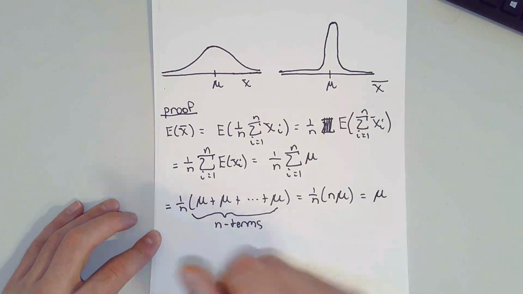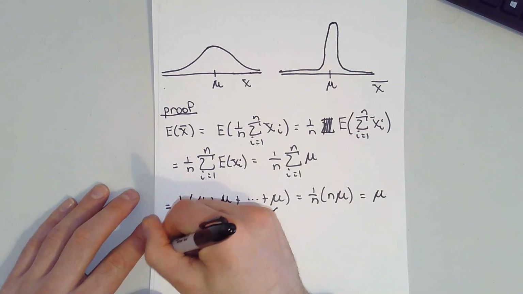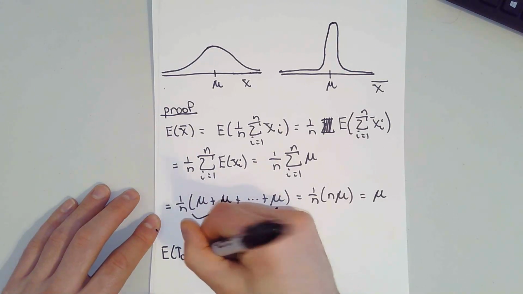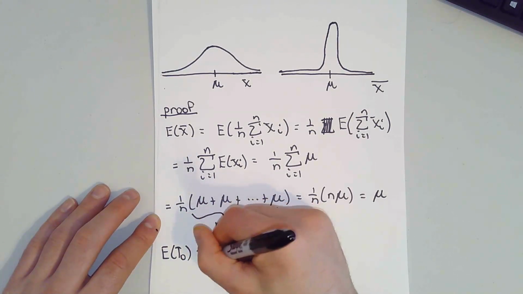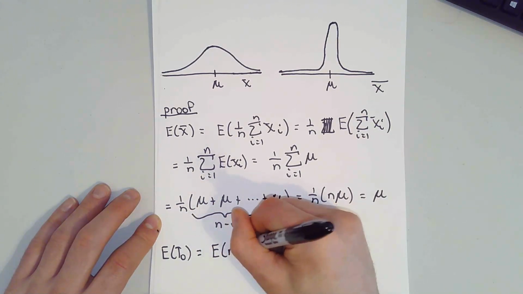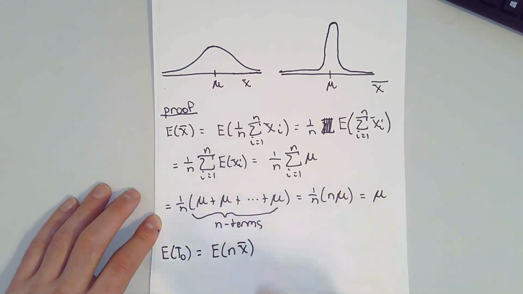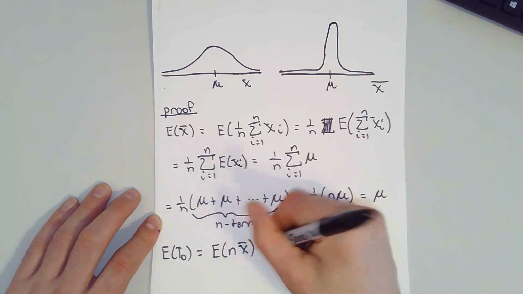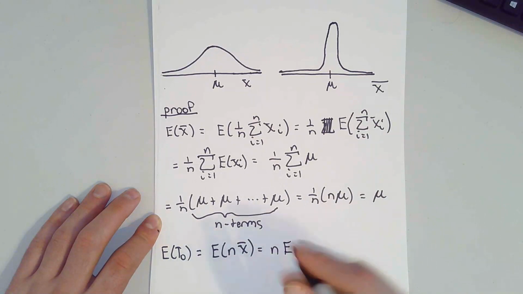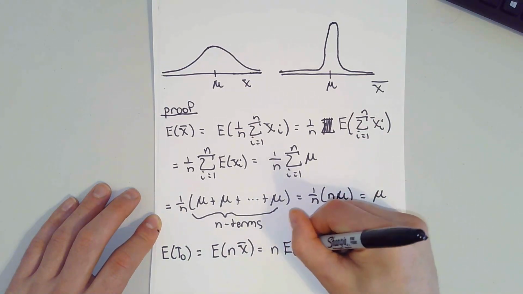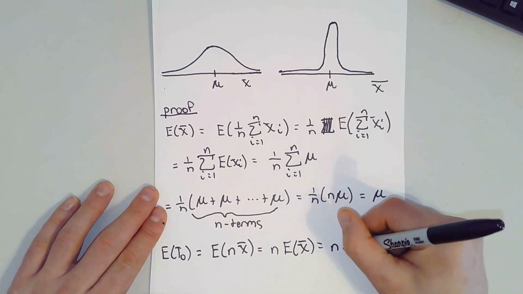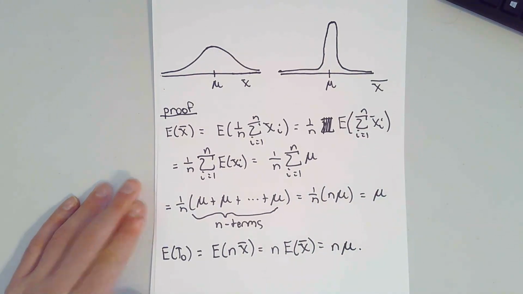To prove the expectation of T naught, we can now simply use the fact that T naught is just n times x bar. By linearity of the expectation operator, we can pull out the constant n. And from what we've already derived, this is just then equal to n times mu.